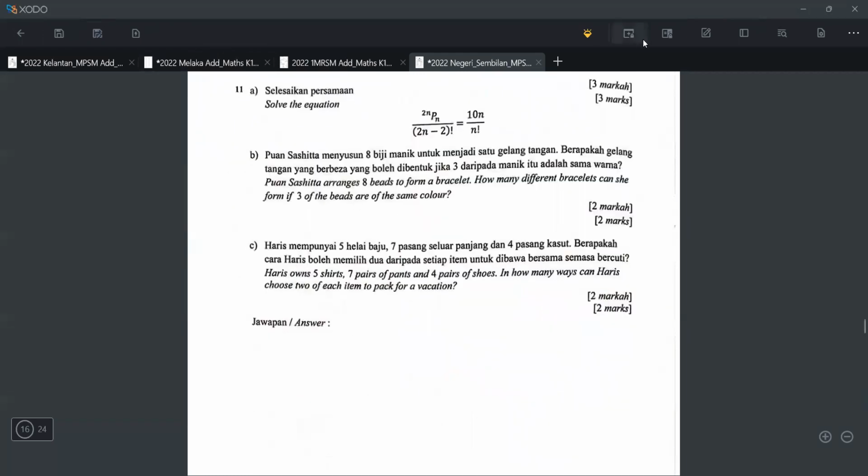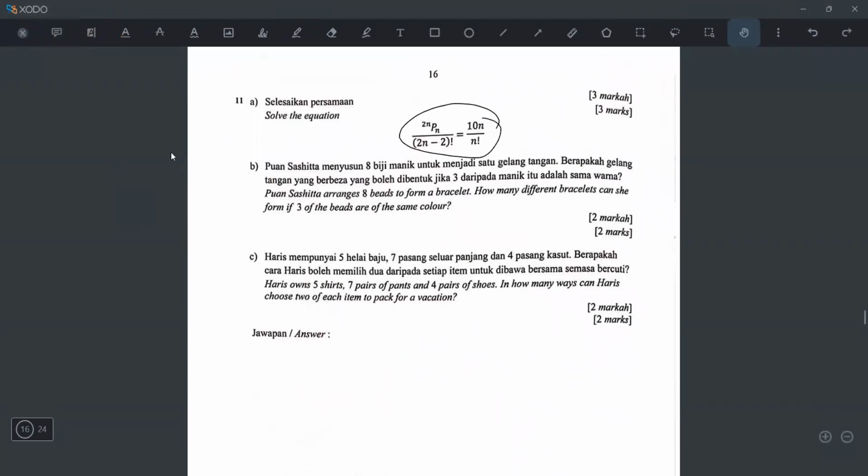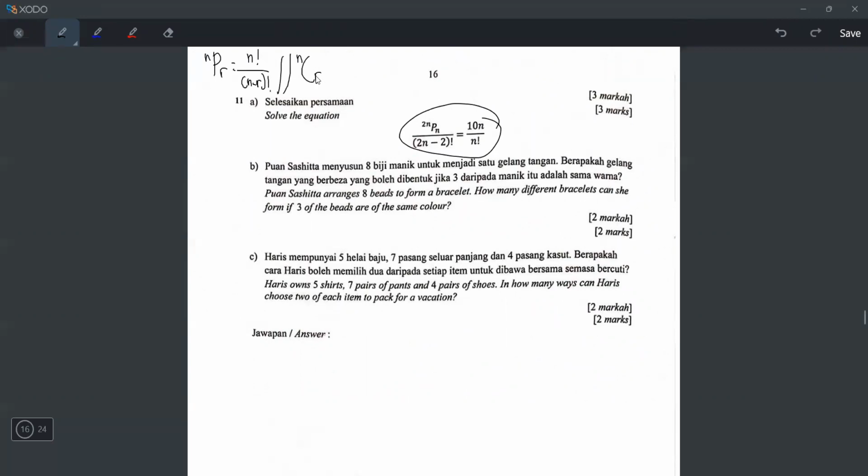So hope you understand. Let's go to question 11. They ask us to solve this equation. We need to know some formulas before doing this. The first formula I want to mention is the nPr formula: n factorial divided by (n minus r) factorial. And you also need to know the nCr formula. Actually you don't have to know this one for this question, but I will mention it also: n factorial over r factorial times (n minus r) factorial. And one more formula you need to know is that n factorial equals n times (n minus 1) times (n minus 2) times (n minus 3) until 1. Okay, until you reach 1.